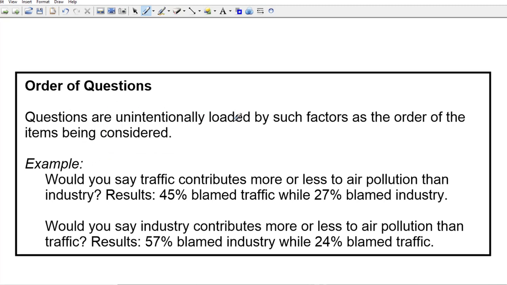Order of questions. Questions are unintentionally loaded by such factors as the order of items being considered. Would you say traffic contributes more or less to air pollution than industry? Here, the results said 45% blamed the traffic and 27% blamed industry. Traffic was first. Would you say industry contributes more or less to air pollution than traffic? Just by switching it, it went to 57% blaming industry, while 24% blamed traffic.